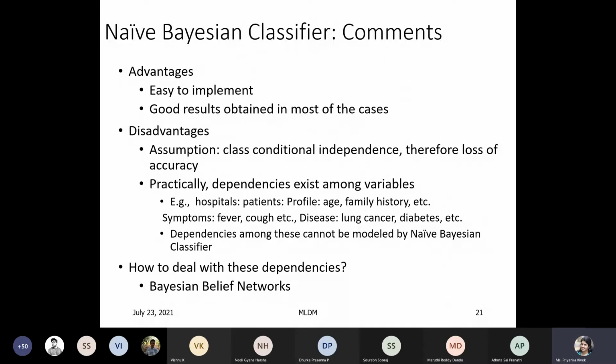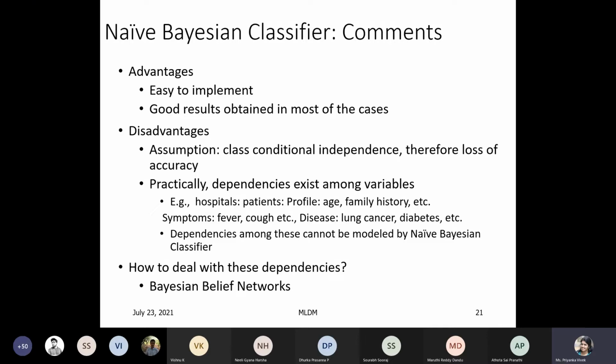Practically, dependencies exist among the variables, like hospital patient profile, age, family history, and symptoms, say fever and cough. When you have a cough, there is a high chance that you have fever also, but we might just take them as 2 different attributes. We cannot say that there is no dependency. Sometimes we may have strong dependencies between the attributes, so our model might not perform well.